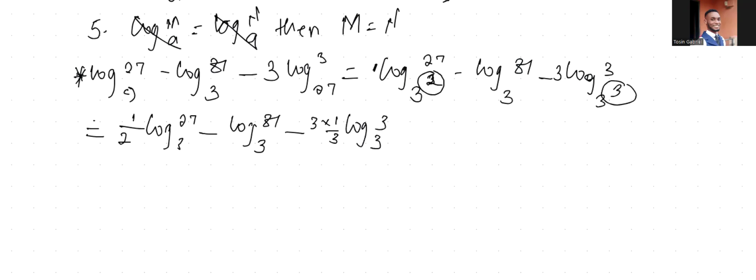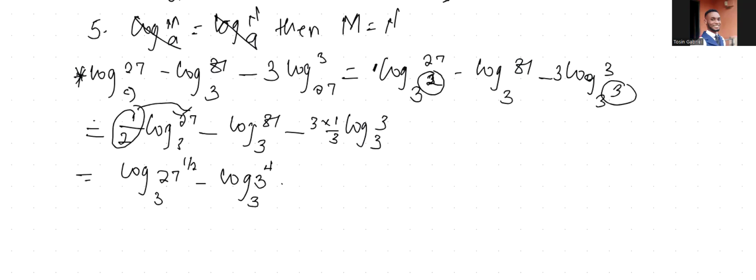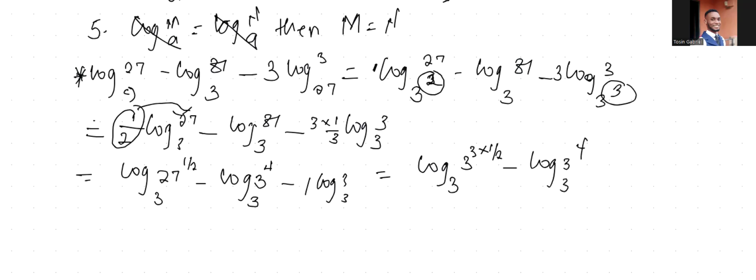Okay, then what are you going to have? Log. Remember that law of logarithm, that the power on the base will come out as 1 over. So it's going to be 27 raised to the power of 1 over 2 base 3, then minus 81, which is 3 raised to the power of 4 base 3, then minus 3 times 1 over 3, that's 1. And log 3 base 3 is also 1. Then we are going to have log 3 raised to the power of 3 times 1 over 2, then log 3 raised to the power of 4 base 3, then minus 1.